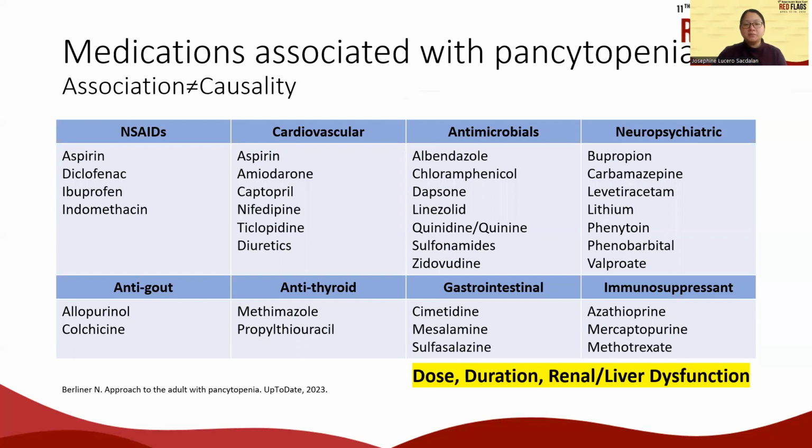Evaluation of an adult with pancytopenia must include medication history. Its dose, duration of intake, and the patient's renal and liver function may contribute to the risk for pancytopenia. In other cases, however, it's idiosyncratic, and withdrawal of the offending drug allows for count recovery.